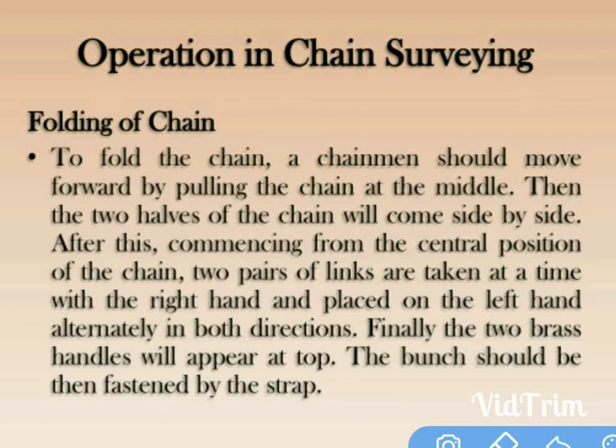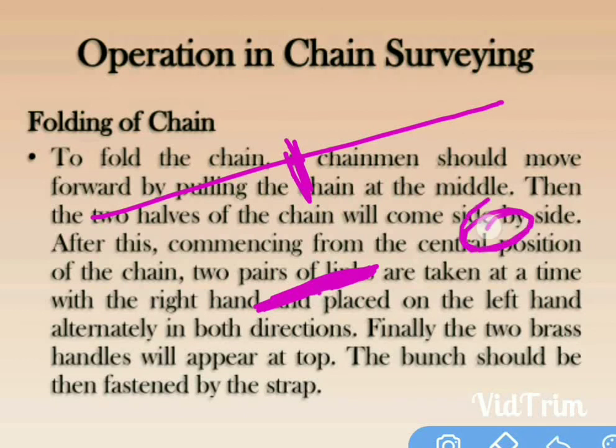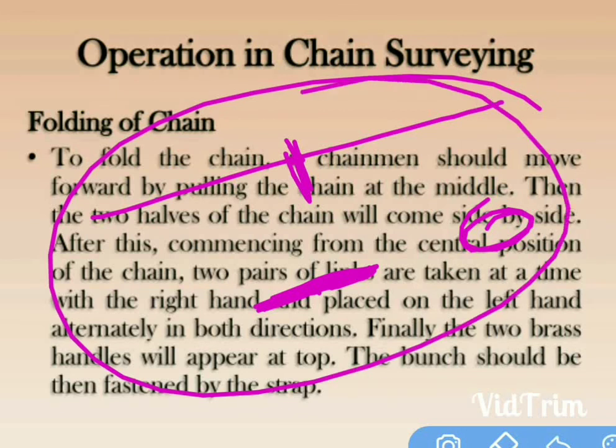Strap means any wire, right? Simple. See, for example, this is the chain, right? We have to take the middle of the chain. So the links will be folded. For example, one link, then another link will be folded, another link will be folded, another link will be folded. Finally, we'll get the two handles at one side, meaning above, we can observe, right? Clear? In this way, we have to fold the chain. Finally, we have to strap the chain with any wire or any fastener.